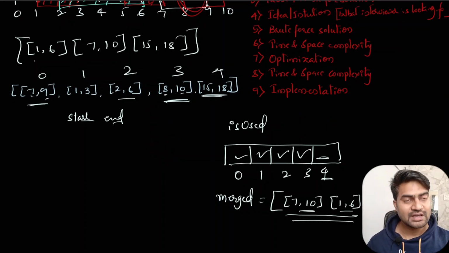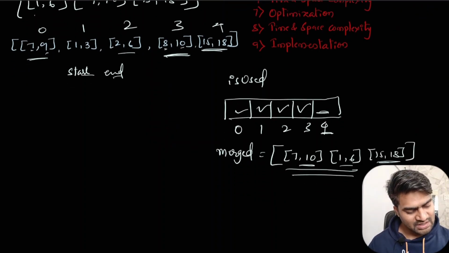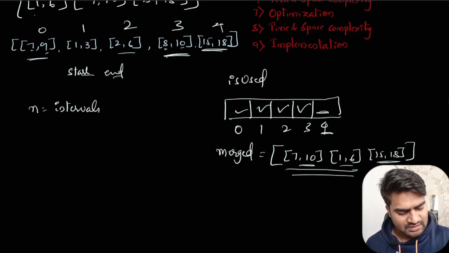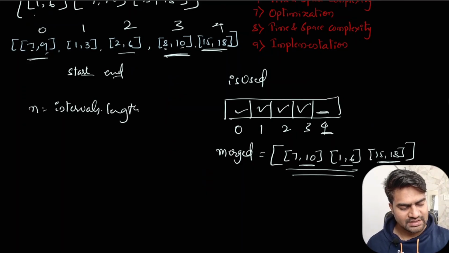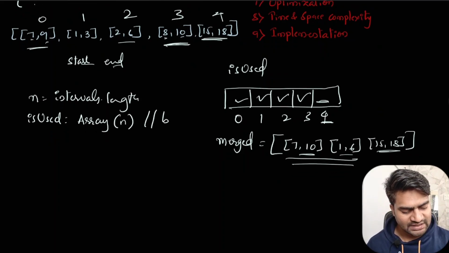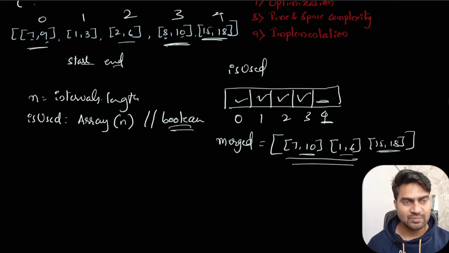Let us try to write the pseudo code. Okay, so first we need the length. N will be intervals dot length. Correct. Next we need a used array to make sure which interval is used. So that will be an array of size n. Then it is basically a boolean array. Okay, that we need to keep in mind.